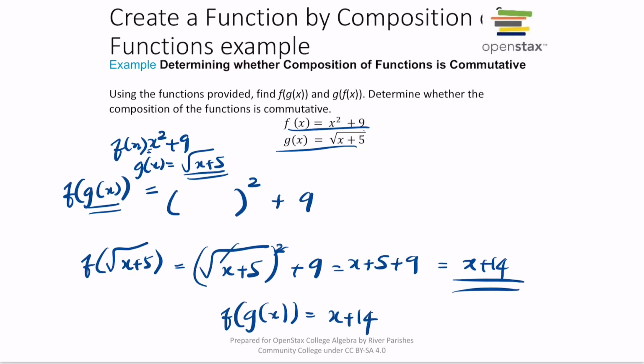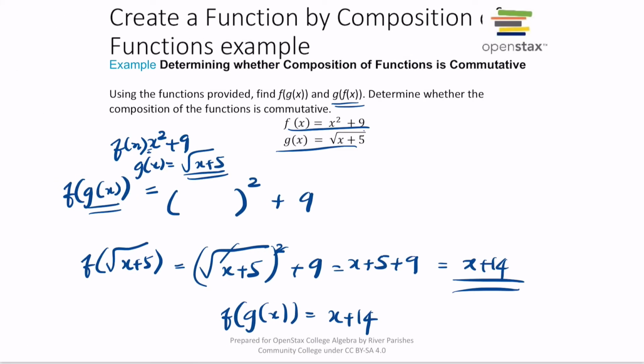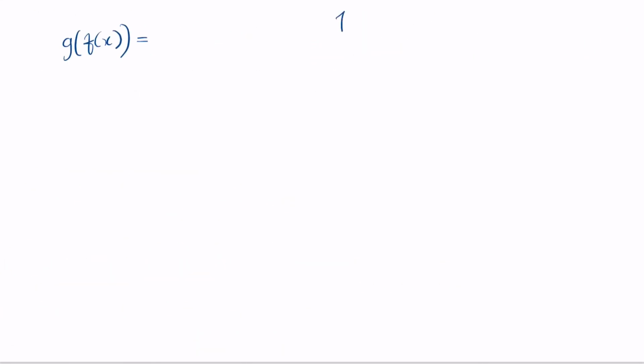So in this problem, let's try and find g of f of x. So you have g of f of x can be written as, you have f of x is x square plus 9, so let me write it down here, and g of x is under root x plus 5. So g of f of x, in place of f of x, write down the function itself, x square plus 9.